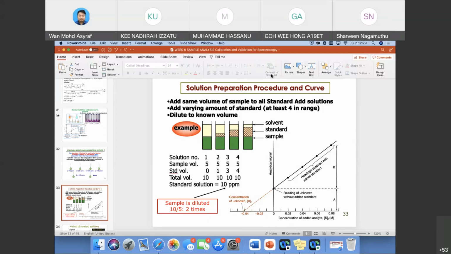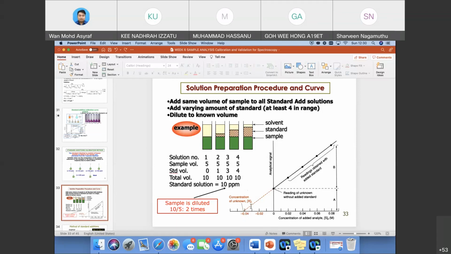Guys, understand tak? Doktor, ya. Kalau increase volume tu dia increase, tapi total volume dia masih sama lagi.